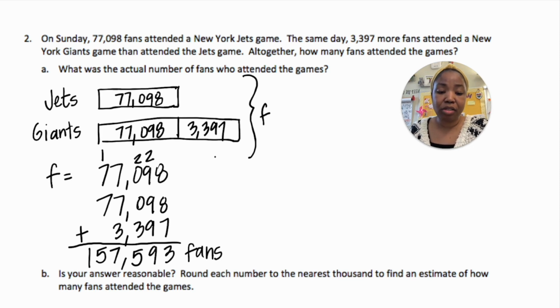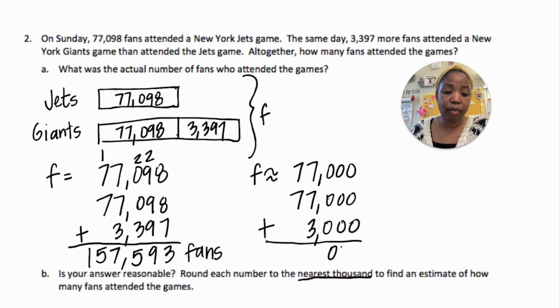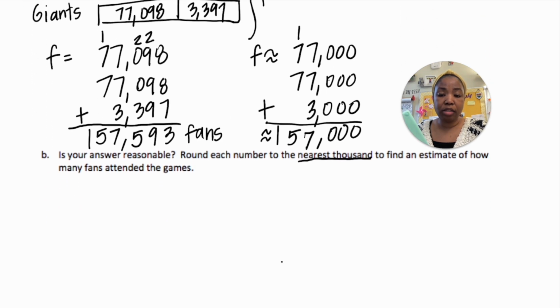In order to see if our answer is reasonable, they're telling us here to round to the nearest 1,000. So the fans is about 77,000, another 77,000, and 3,000. Put that together and we have 14, 15, 16, 17, 15. We have about 157,000. That is close to the actual answer.